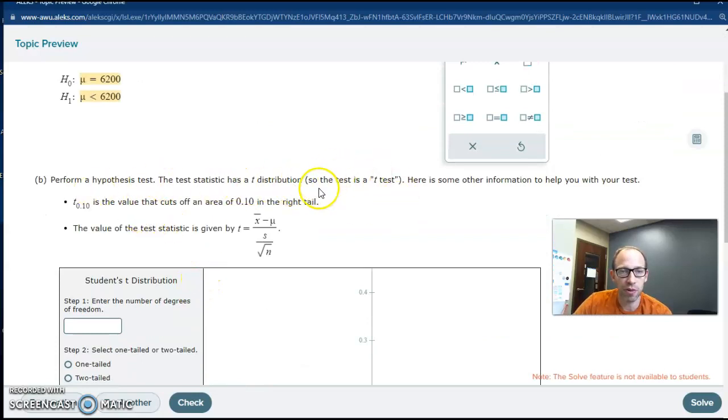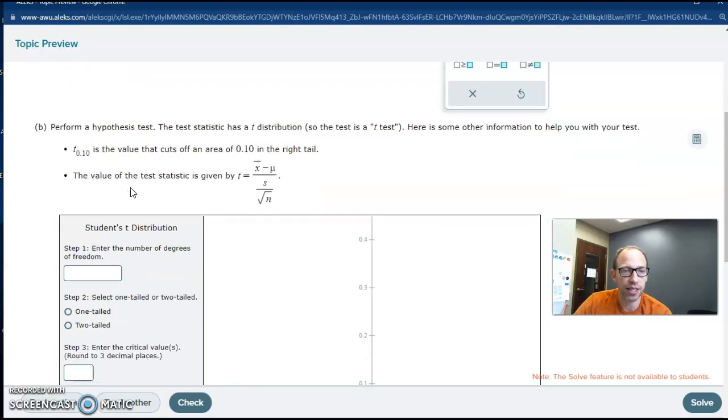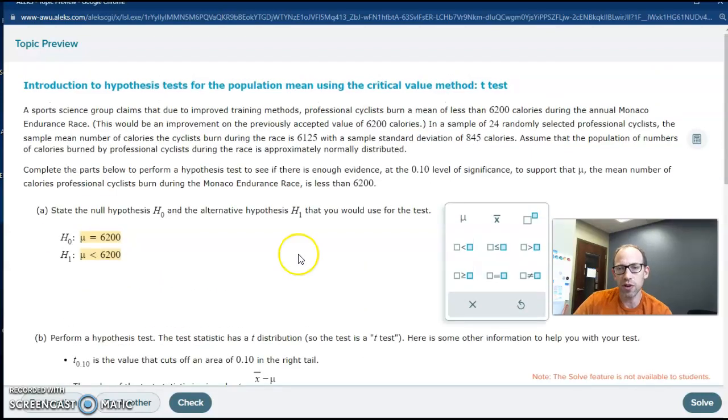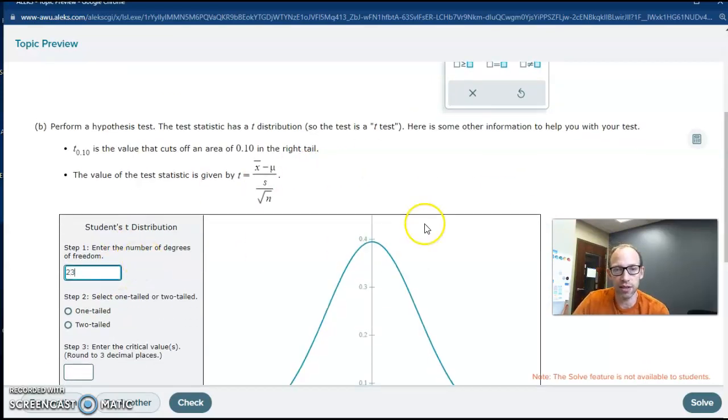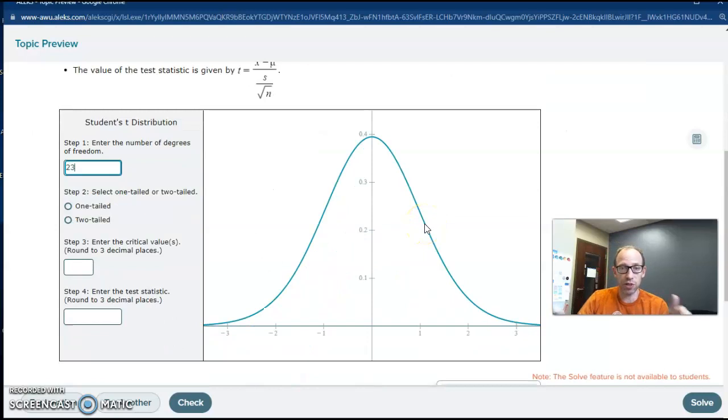Okay, performing a hypothesis test, so number of degrees of freedom. How do we get this? Well, if we're just dealing with a single sample, it's just one less than the sample size. So we have 24 here. We're going to subtract 1 to get 23 degrees of freedom. And that'll give us a particular distribution.